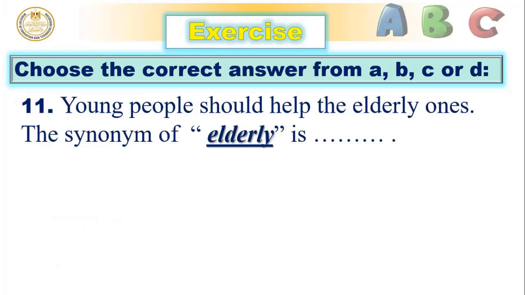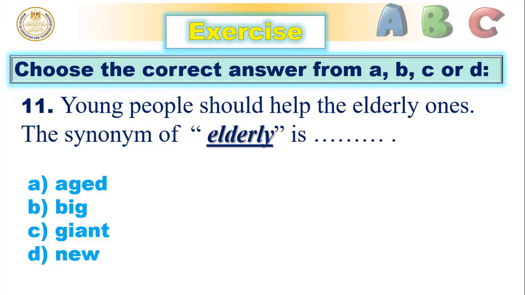Next, 11. Young people should help the elderly ones. The synonym of elderly. برضو طالب مني هنا synonym. مرادفات لكلمة elderly. Aged, big, giant, and new. So what is the synonym of elderly? إيه المرادف هنا أو ذات المعنى لكلمة elderly؟ هل هو aged or big or giant or new؟ ممكن حد يقول لي طب أنا مش حافظ برضو بعض الكلمات. طب نشوف كده aged، لسه قايلين aged من شويه. طب big، طبعا of course big is not right because big يعني ضخم. طب giant، ضخم جدا. new، جديد. فلو احنا عملنا exclusion، استبعاد للإجابات، فأظن الإجابة تبقى aged.